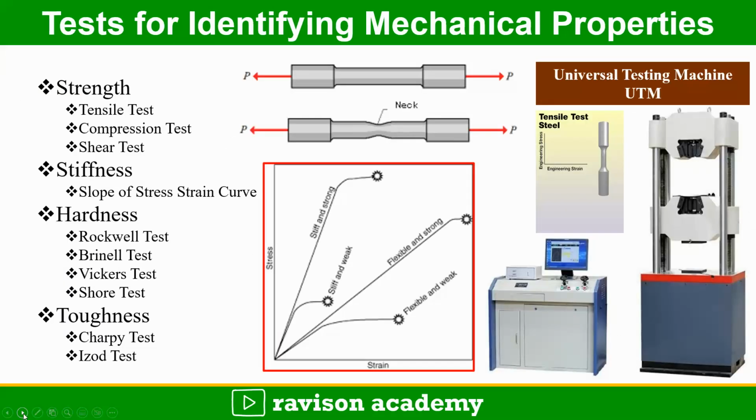So coming to mechanical testing, we identify properties like strength, stiffness, hardness, and toughness. The strength, stiffness, and toughness are characterized by the stress strain curve. The stress strain curve is obtained by loading the specimen in the universal testing machine and stressing it using tensile force. So the body elongates, and at the same time the diameter reduces until the failure happens.